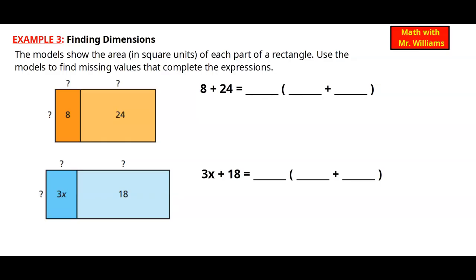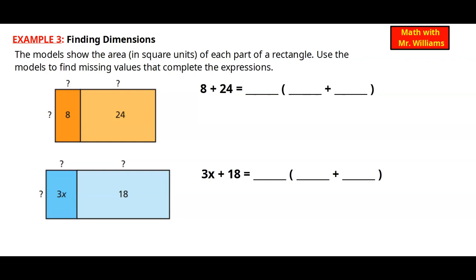Math with Mr. Williams, Example 3, Finding Dimensions. The models show the area in square units of each part of the rectangle. Use the models to find missing values that complete the expressions. All right, so here we have 8 plus 24. That's considered our expanded form, and they want us to factor it using our model.